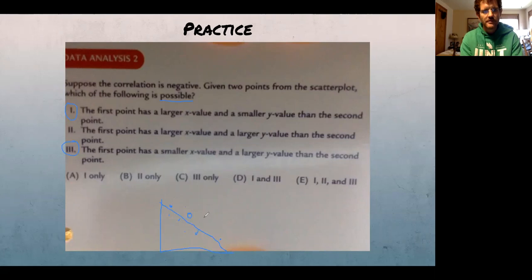So my dots are very weird looking today, but whatever. So it's a scatter plot. So keep in mind that 2 is also possible. The first point has a larger X value and larger Y value than the second. This is still a negative correlation, but this point right here has a larger X value and Y value than this one. So that is a possible scenario. So the correct answer is E, all of them.